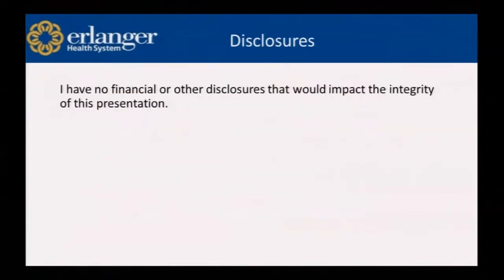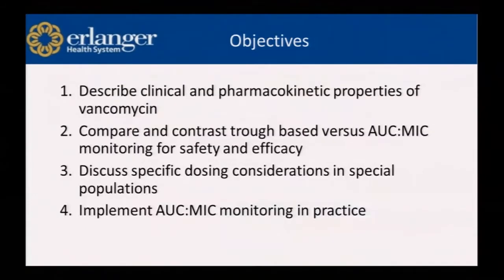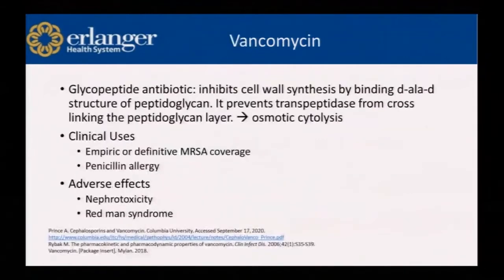Before we begin, I'd like to say that I have no financial or other disclosures that would impact the integrity of this presentation. By the end of this presentation, you all should be able to describe clinical and pharmacokinetic properties of vancomycin, compare and contrast trough-based versus AUC to MIC monitoring for safety and efficacy, discuss specific dosing considerations in our patient population, and implement AUC and MIC monitoring in your practice at Erlanger.